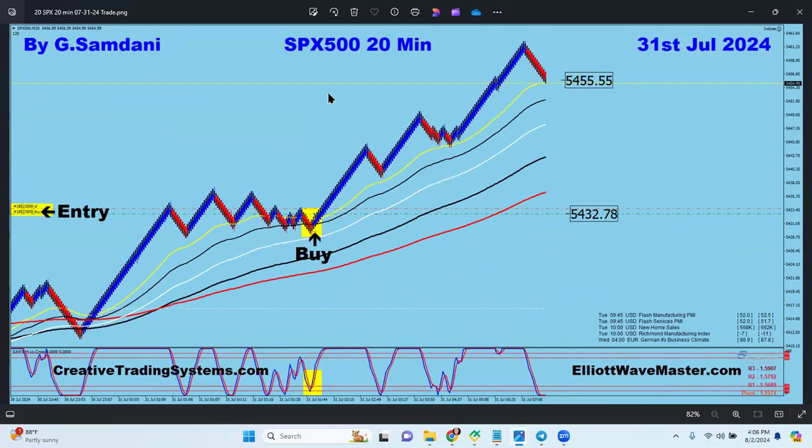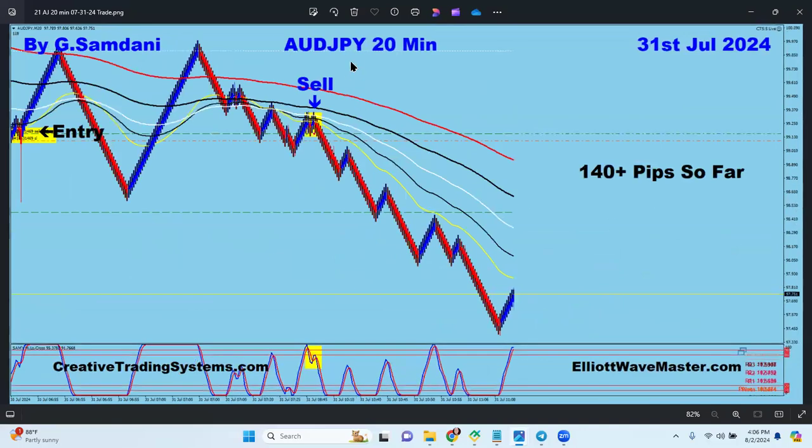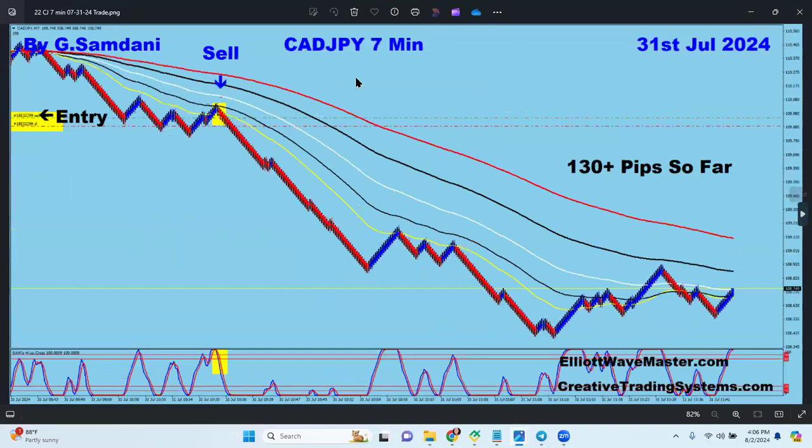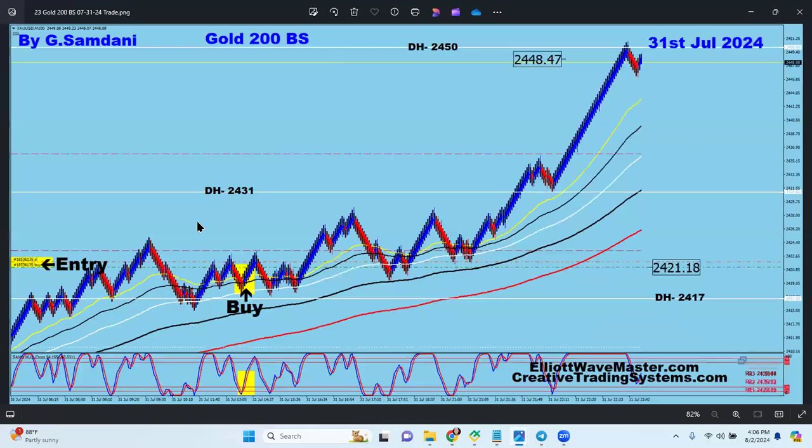Now on the 31st, S&P went up. It was going to the upside for the retracement, and I caught this one from here to here. And Aussie yen again dropping for 140 pip on the 31st. And this is CAD yen. Look at that. Beautiful from 7-minute chart, 130 pip. And this one, gold going to the upside.